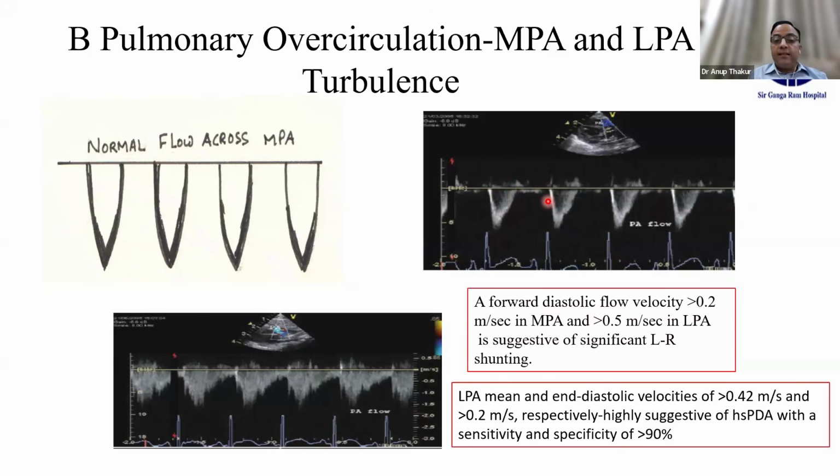Now, when there is flow in diastole because of a PDA, you see the envelope becomes fuzzy. So you're seeing flow across diastole. This we call turbulence.